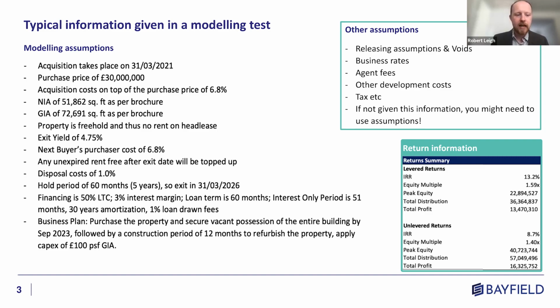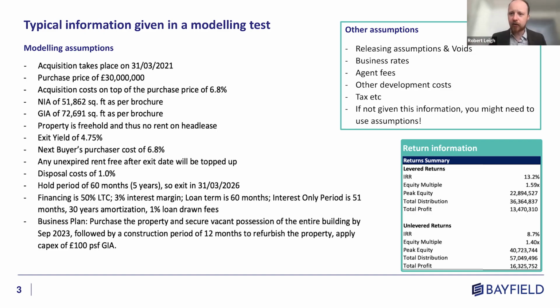We're given some debt information here. We've got financing at 50% loan to cost. We've got a high interest margin, 3% above the regular lending rate. So roughly speaking, you're looking at about maybe 10% in today's market to finance this deal. We're told it's interest only, so I mentioned that before, for 51 months. Then we go into a long-term 30-year amortization debt. And then we've got some business plans, what have you.